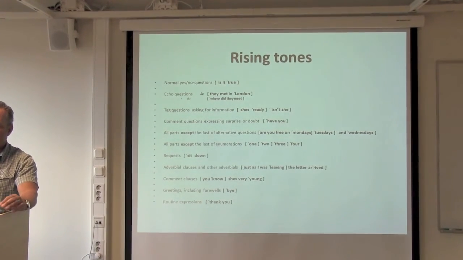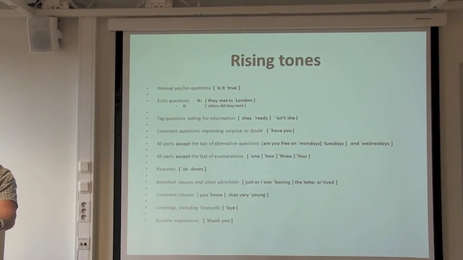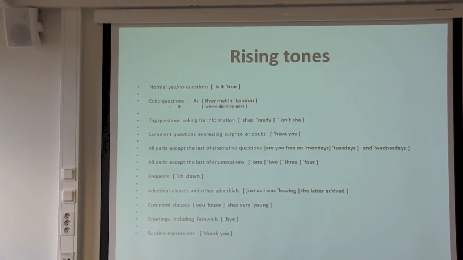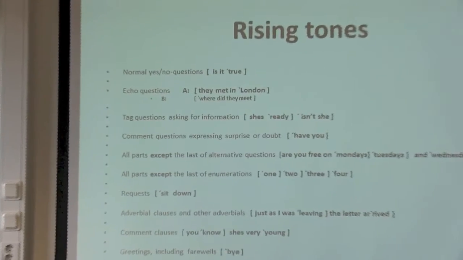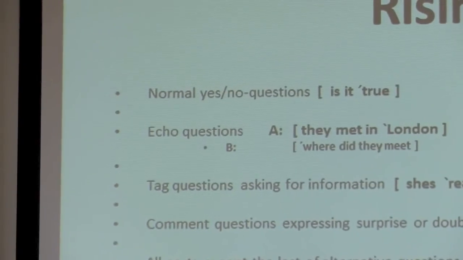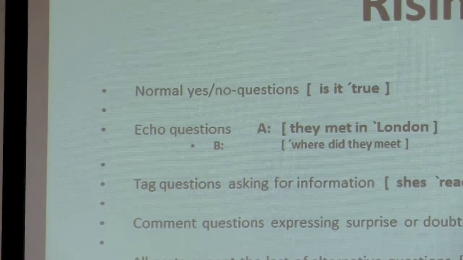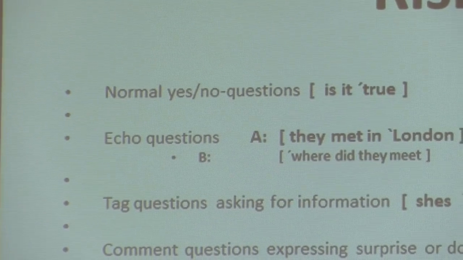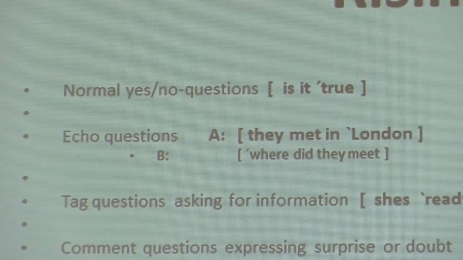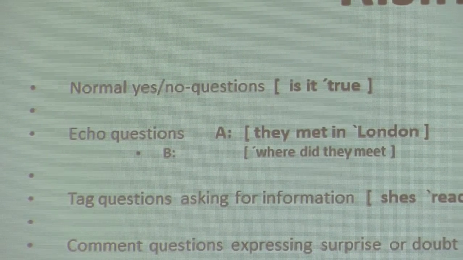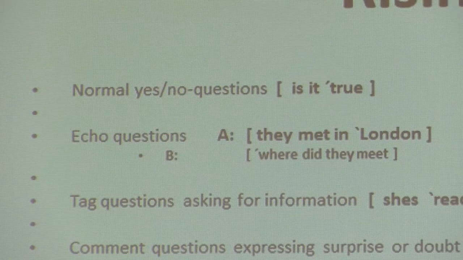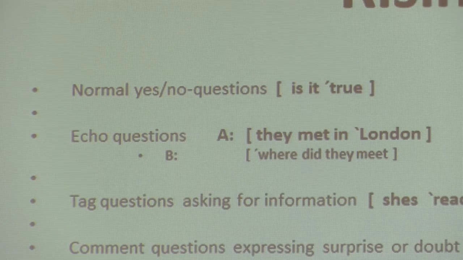Rising tones are used in some types of question, not the wh- type as we saw before, but in yes-no questions. If the answer is either yes or no, we use rising tones. For example, is it true? We use rising tones in echo questions. Somebody says they met in London. The person replies, where did they meet? They use rising tones. They are not quite sure if the information is correct or not.